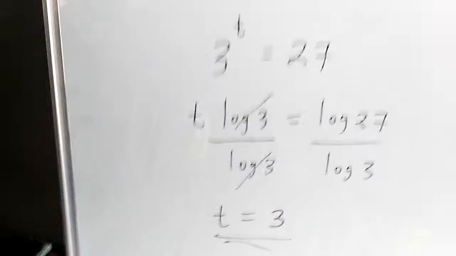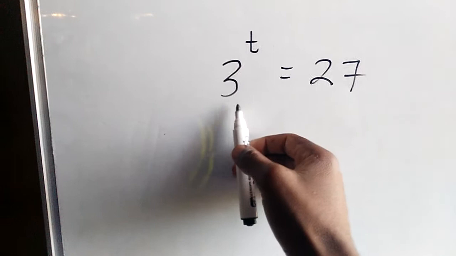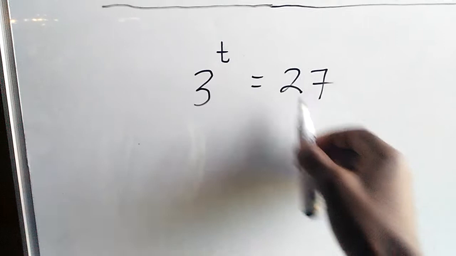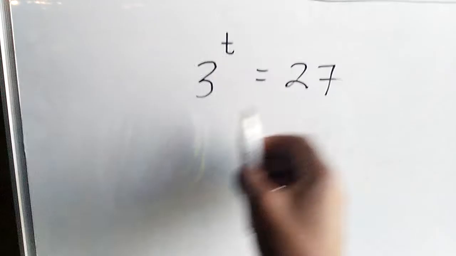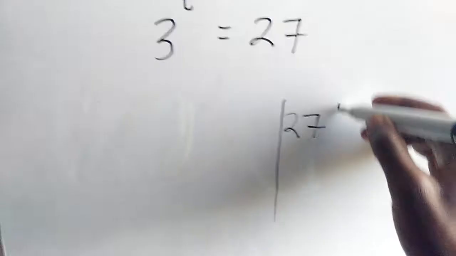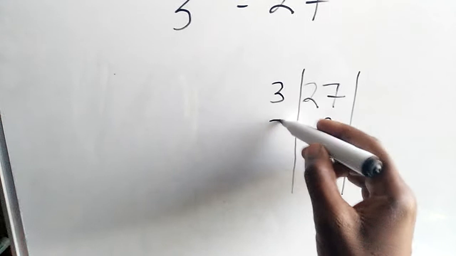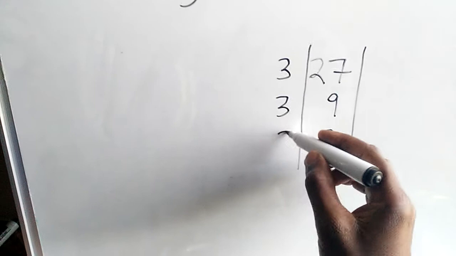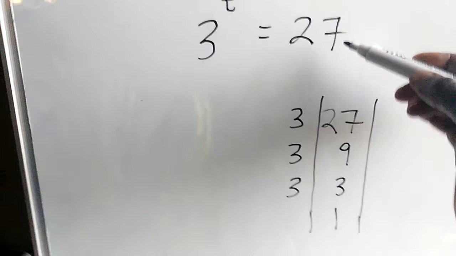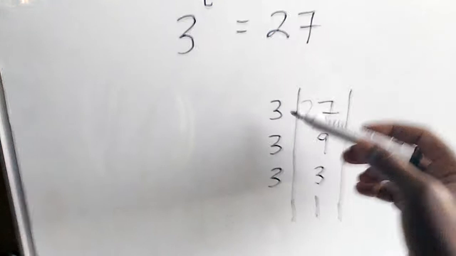You remember? On the other method, we'll say, we want 3 to the power of something, so we can equate the powers here. And so we want to reduce the 27 using the base that is here, so we can have the same. And so we are saying 27, we want to reduce it such that it reduces to 1. 3 into 27, you have your 9. 3 into 9, 3 into 3. So we've reduced 27 to 1 using the same numbers. So it shows us that when you multiply 3 times 3 times 3, it will give you 27.